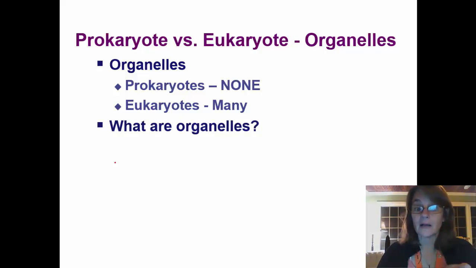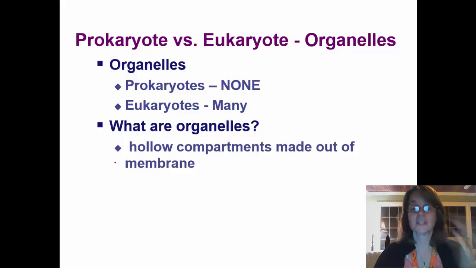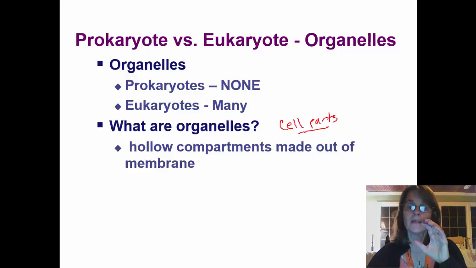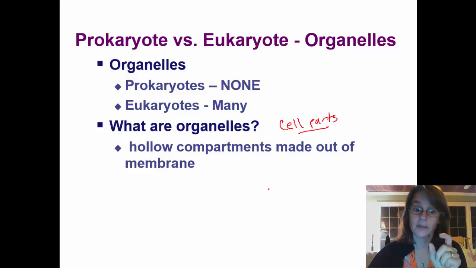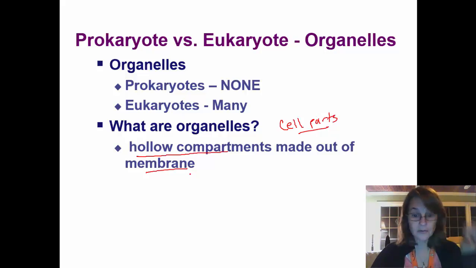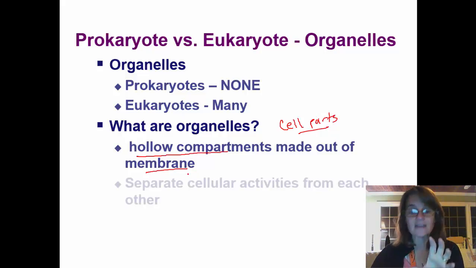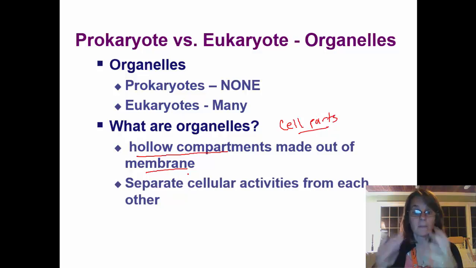What are organelles? Please make sure you understand what they are. Of course, they are cell parts. That's what we can think of right away. But they're important in that they are hollow compartments made out of plasma membrane, cell membrane stuff. So they are hollow sacs, and that's significant because they are compartments.